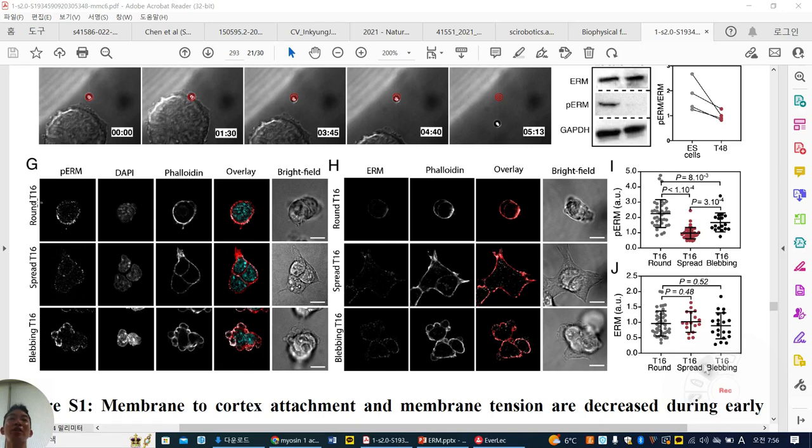Because why did they check T16? At T16, they have three different cell morphologies. You can see them at a single time point. At the same 16 hours, some cells are round, spread, and blebbing. So while they were observing this, the possibility is that ERM differs depending on the cell morphology.